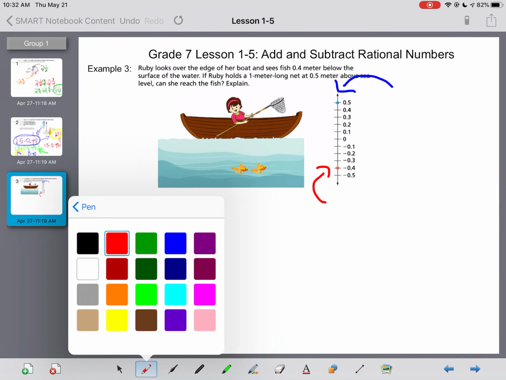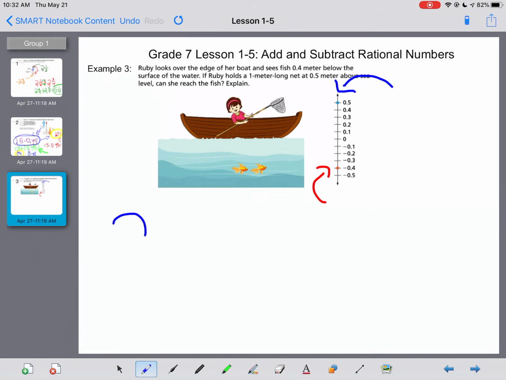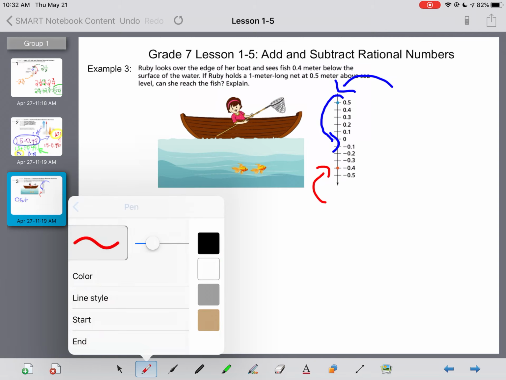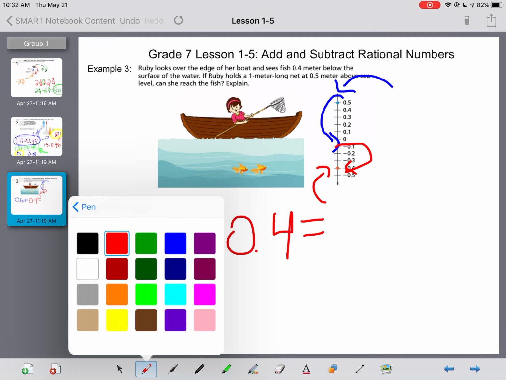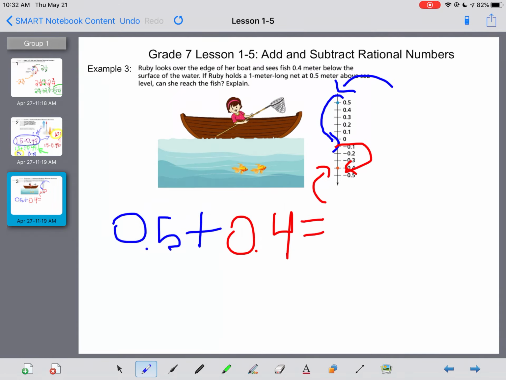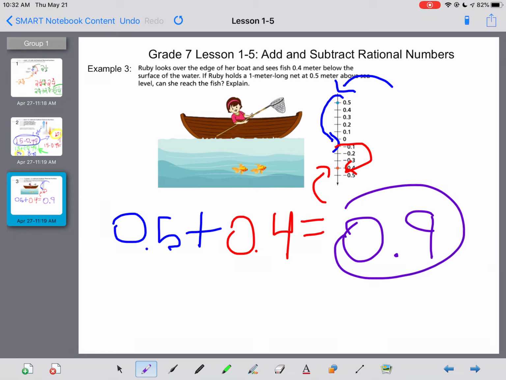Let's first figure out, same as question number 1. I know I have to go down 0.5 meters just to get down to the 0. And then we have to go down an additional 0.4 meters to get down to where the fish are. So I'm going to just do 0.5 plus 0.4 to get all the way from the top down to the fish. That is equal to 5 tenths plus 4 tenths, which is 9 tenths, or 0.9. So that is how far apart they are.